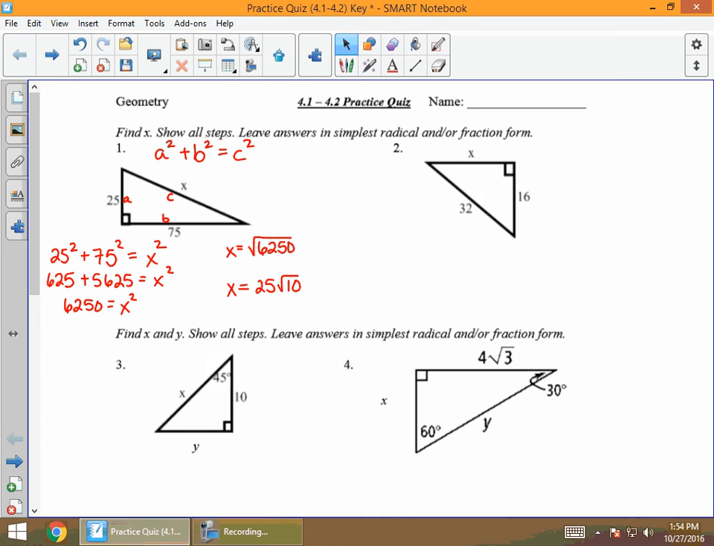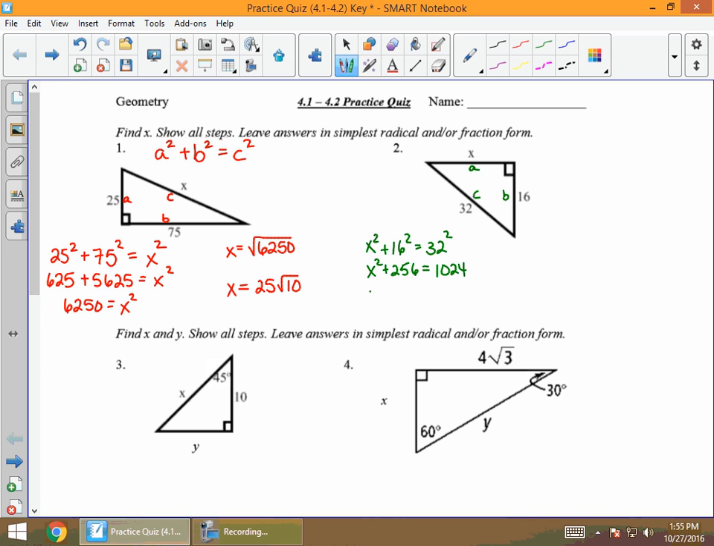25 radical 10. Number 2, same thing. I don't know anything about my angle, so again, it's a squared plus b squared equals c squared. So my legs are a and b, and my hypotenuse is c. So I will have x squared plus 16 squared equals 32 squared. So that's x squared plus 256 equals 32 squared, which is 1024.